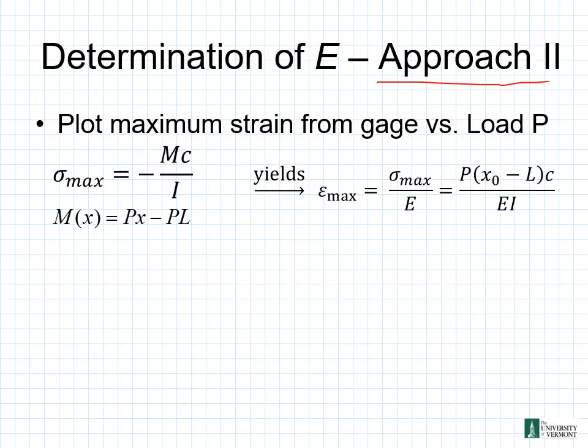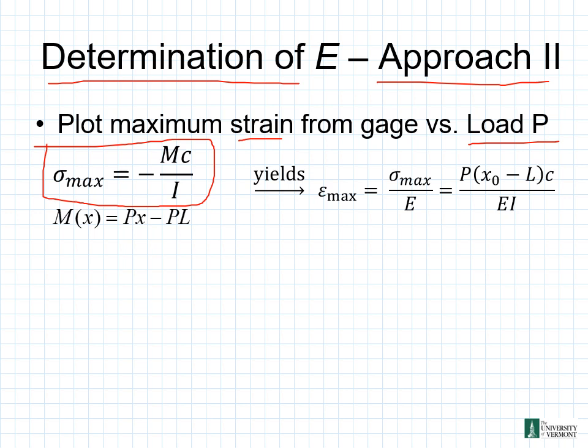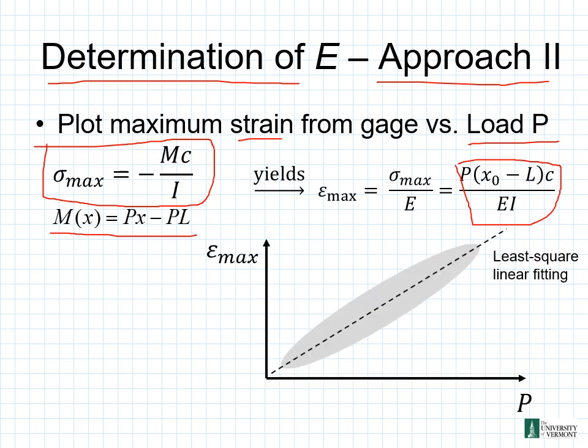So approach 2 for the determination of our E is we can plot the maximum strain from the gauge versus our load P there. So now we have our relationship here that our sigma max is equal to negative Mc over I. We have the relationship here that M of x is equal to Px minus PL that we saw earlier. This yields that our epsilon max is equal to sigma max over E. We can plug in, that is now P times our x naught minus L times c over our EI right there. So then we can plot this here with our x-axis being our load P and our y-axis being our epsilon max.